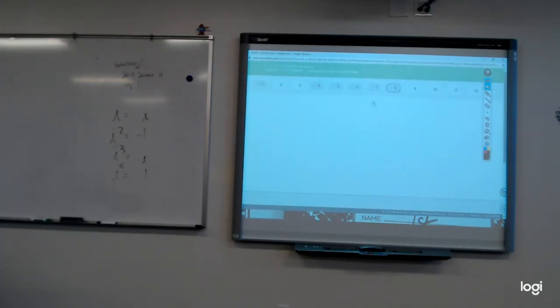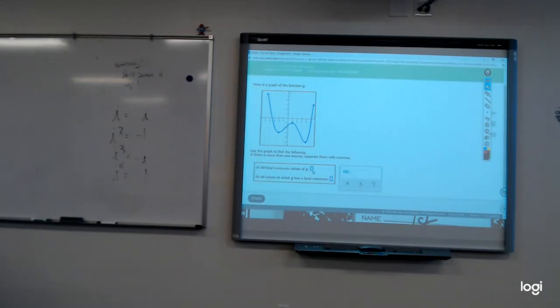Let's make sure we understand this. All local minimum values of g. These are the x's. So I would be looking at -2 and 4. And then this one, the y values that go with those. So what is the y value that goes with this?